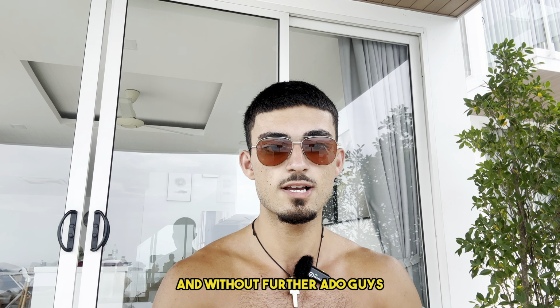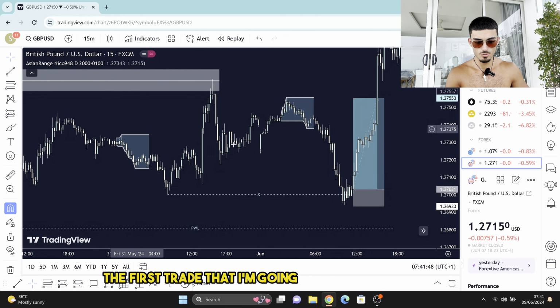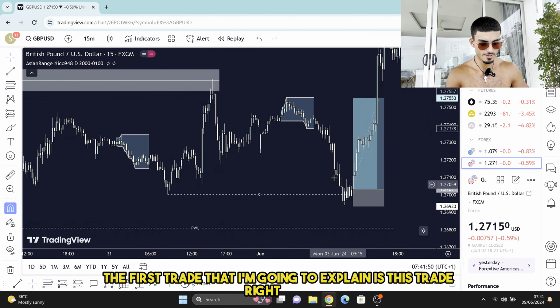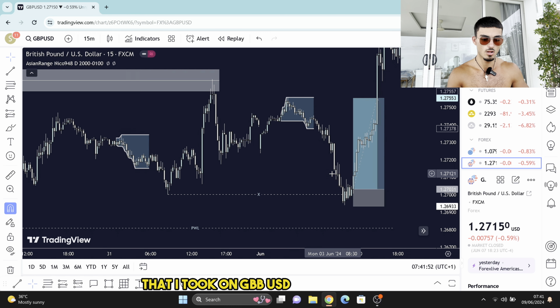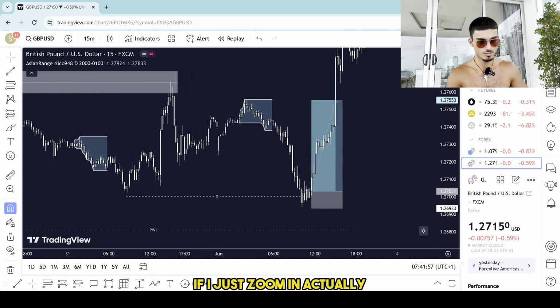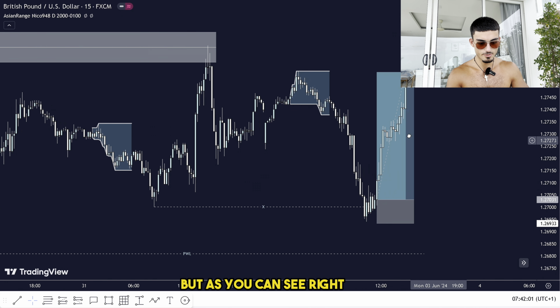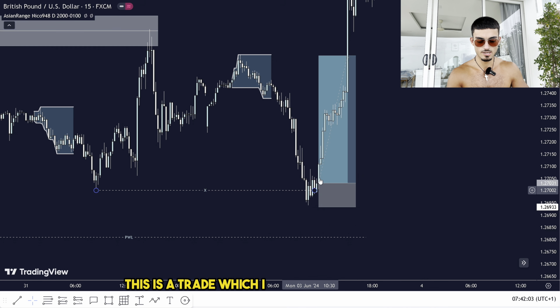And without further ado, guys, let's get right into the first chart breakdown. Okay, now the first trade that I'm going to explain is this trade right here that I took on GBPUSD last Monday, okay? So as you can see right here, on my chart, if I just zoom in, actually, let's make this full screen so you guys can actually see what I'm talking about. But as you can see right here, this is the trade which I caught on Monday, okay?